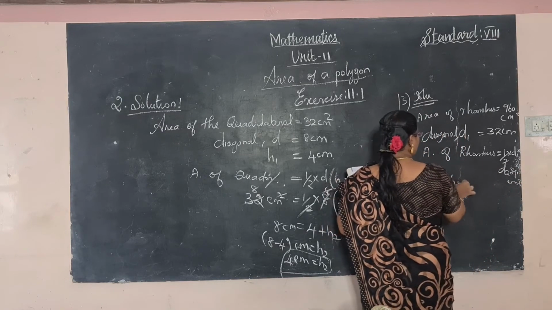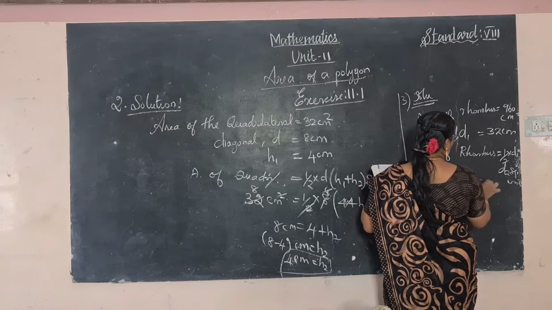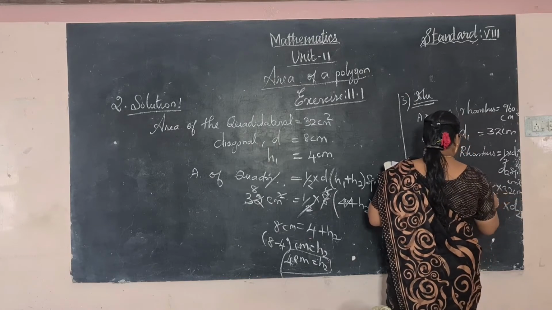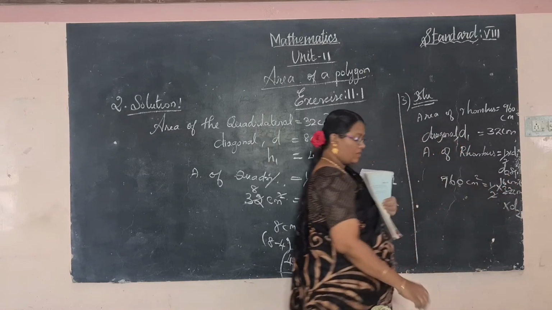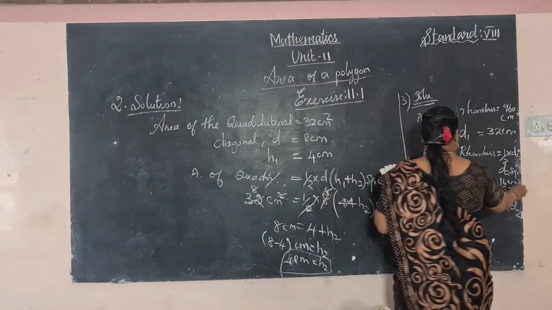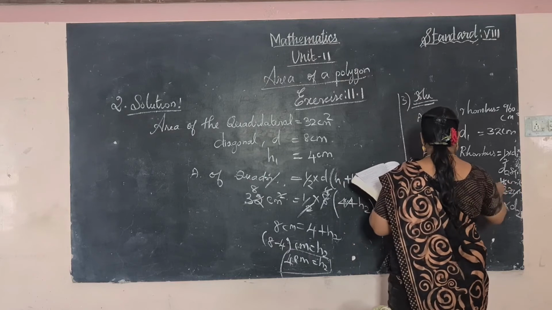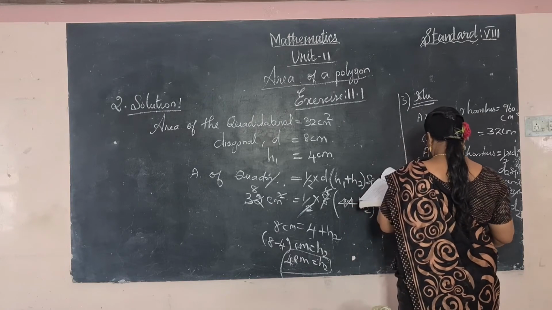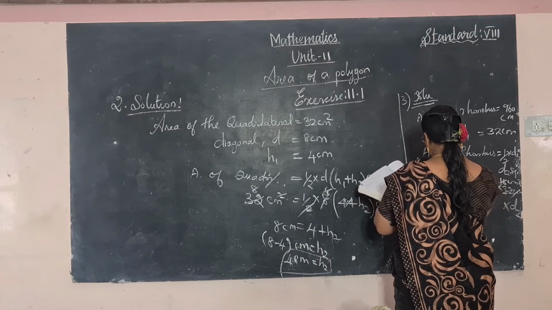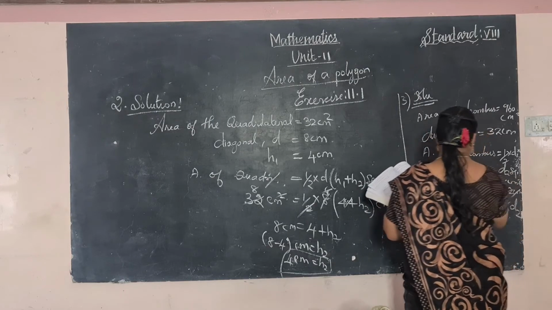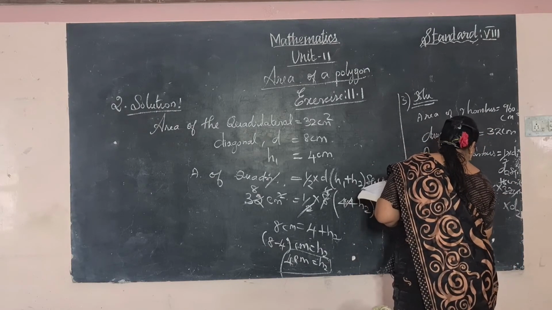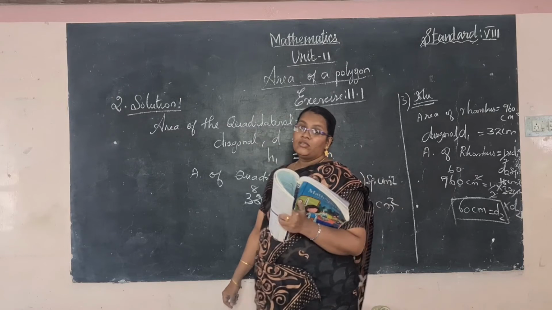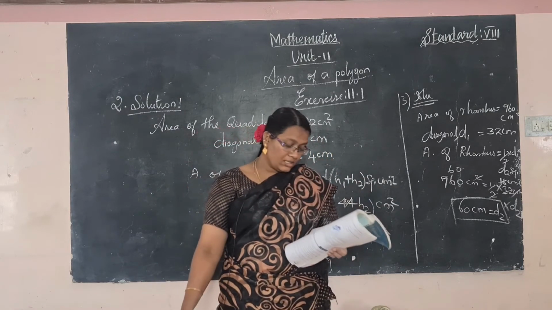So 960 centimeters squared is equal to half into 32 centimeters into D2. Half of 32 is 16. So 16 times how many is 960? 16 times 6 is 96, add 0. So D2 is 60 centimeters. The other diagonal is 60 centimeters.